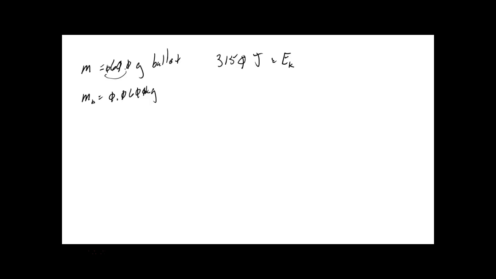Say that again. E sub k is, yeah, and what is that equal to? 1/2 mv squared, right? That's the formula. And it's really good you saw that, because now what you're trying to solve for is velocity. So what we have to do is multiply both sides of the equation by 2 to get rid of the half. So that's going to give us 6,300 joules.